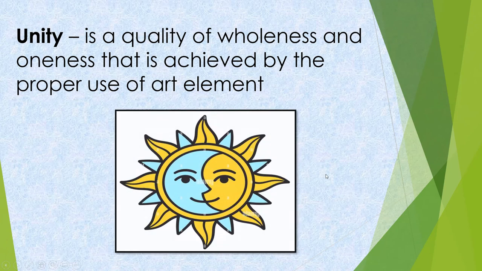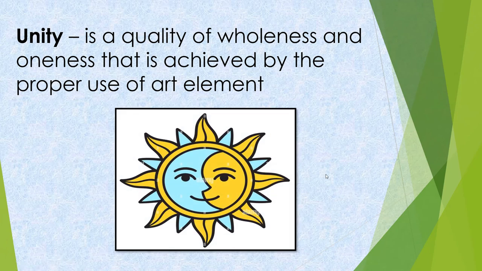Unity is a quality of wholeness and oneness that is achieved by the proper use of art elements. As you can see here, there is a unity between the sun and the moon. One part of this surface is the moon, and this one is the sun. A combination of two. So that is what we call unity.